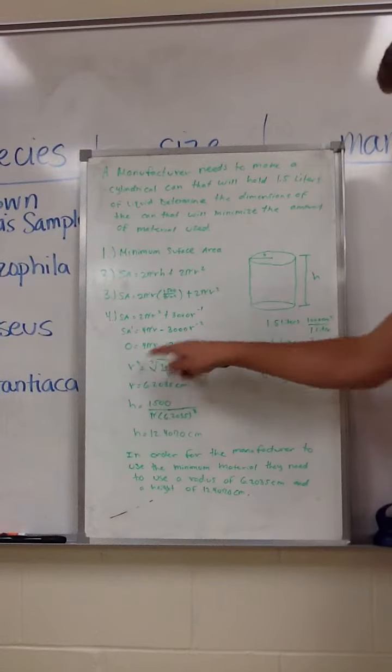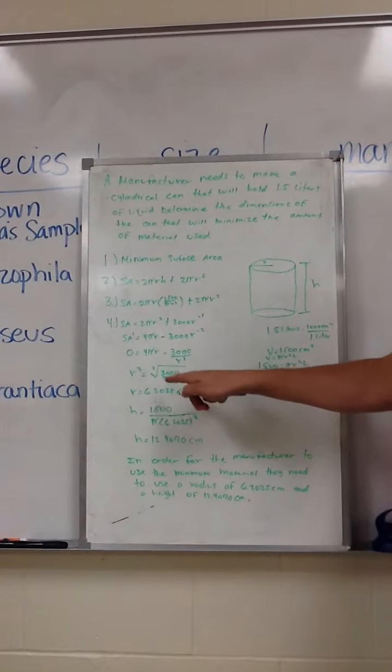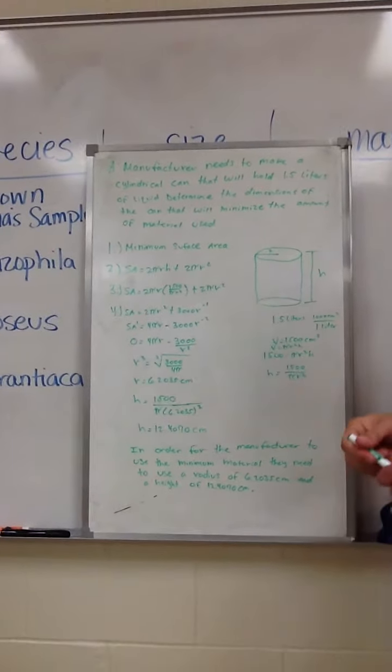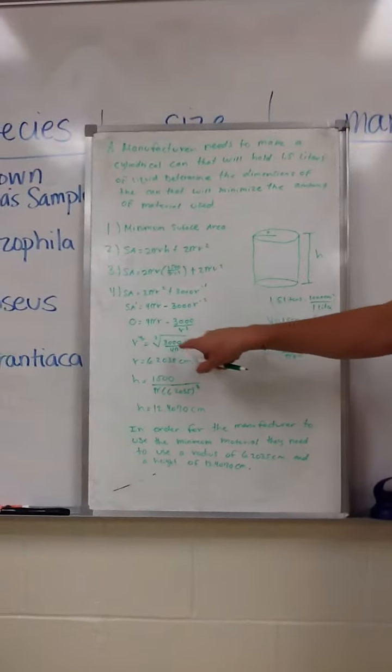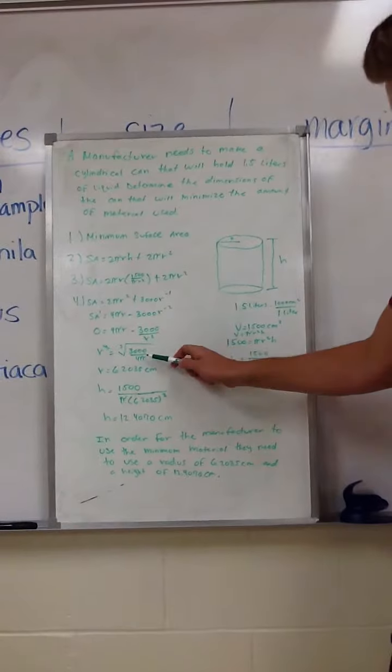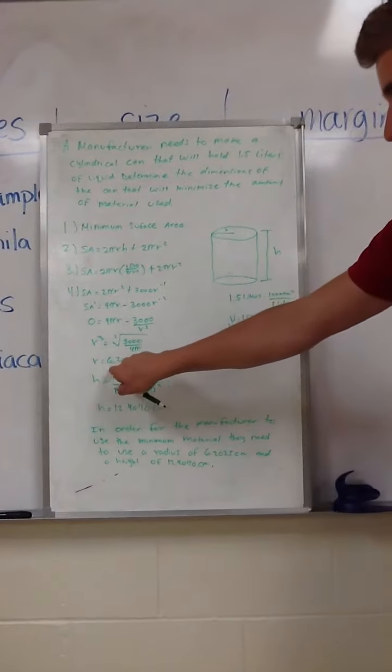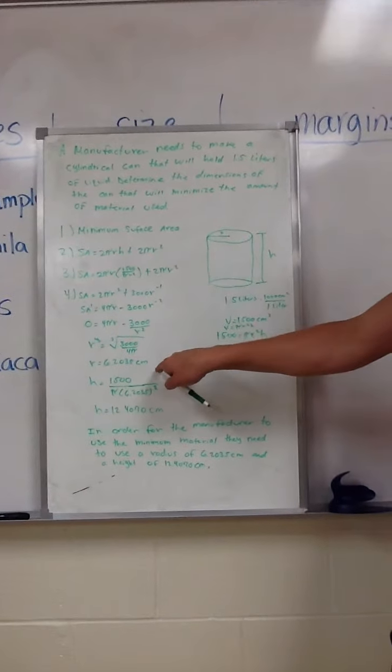We multiply our r squared to the other side, so we get r cubed is equal to 3,000 over 4 pi. So this goes away. So r is equal to the cube root of 3,000 over 4 pi. So our r is going to be 6.2035 centimeters.